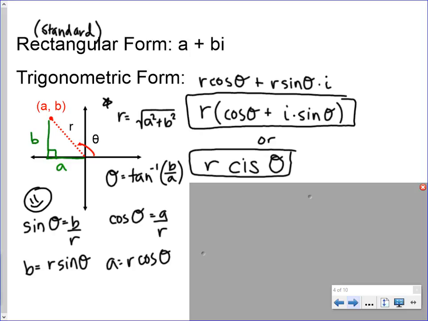Isn't that nice? Is it in calculators? No, it's not a thing. It's just an abbreviation.